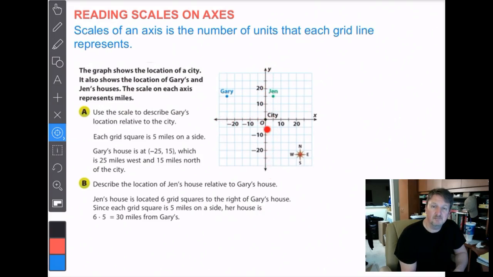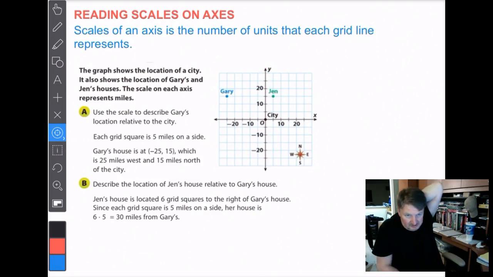Notice they're the same. You skip 2 lines and you got 10. You skip 1 line, I guess, and you got 20. Skip a line and you got 30. And those are miles. So it says each grid is 5 miles on a side. So the scale is each grid square is 5 miles on a side. So 5, 10, 15, 20, 25, 30. Just like we said, going up 5, 10, 15, 20, 25, 30.